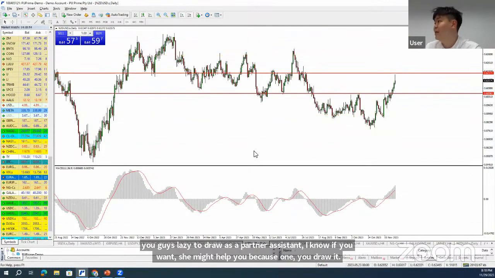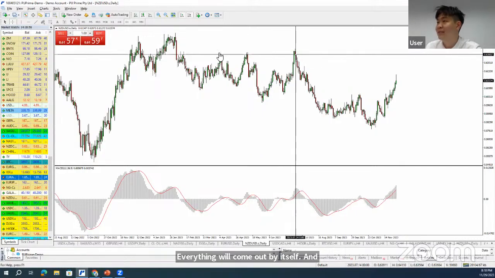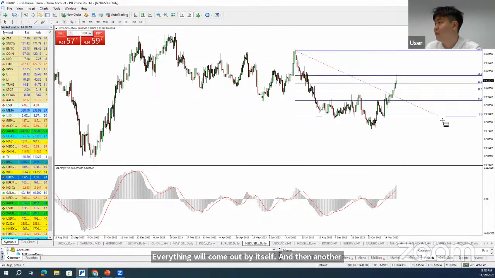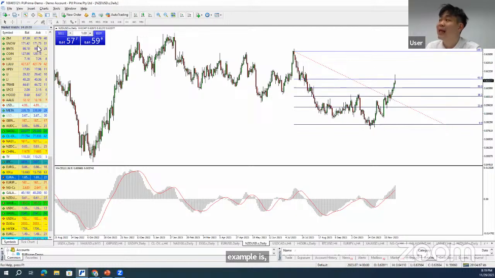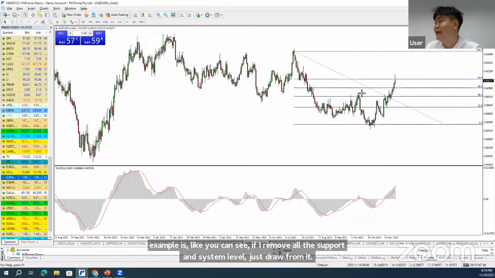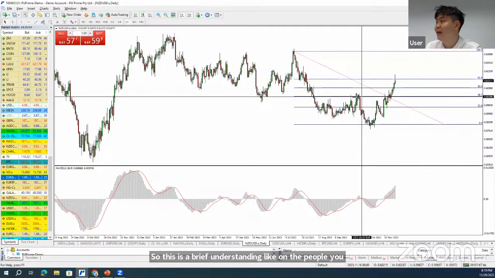And then another example is exactly USD. If I remove all the support and resistance levels and just draw from it, this is a brief understanding of the Fibo. You can see that after you draw it, this should be a solid resistance level as well as a support level. Then after you draw it, it will automatically show you.